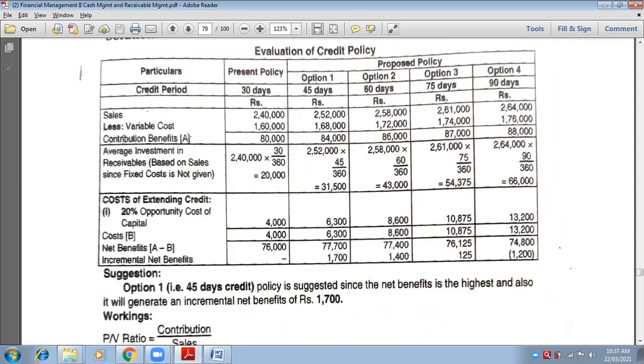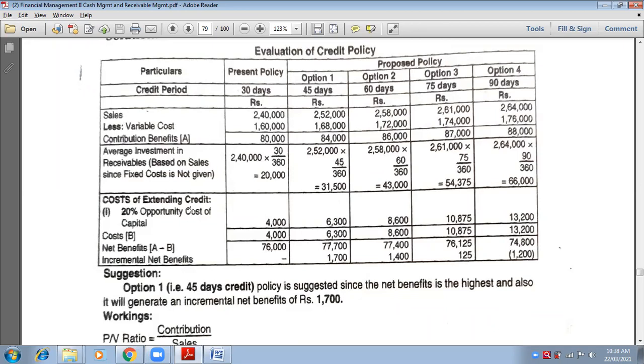Block number A means benefits. Block number B means cost. So now block number B has to be calculated. Write down cost of extending credit. Cost means expenses. There are 3 types of expenses: 1, opportunity cost; 2, bad debts; and 3rd, administration cost. So write down number 1, opportunity cost.